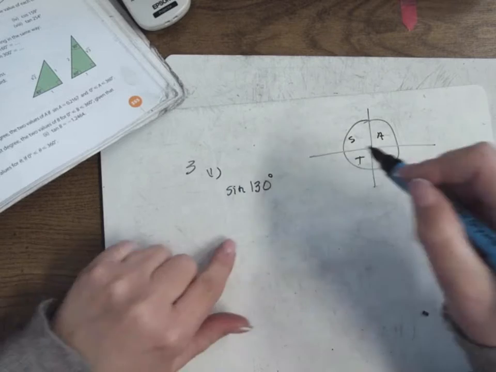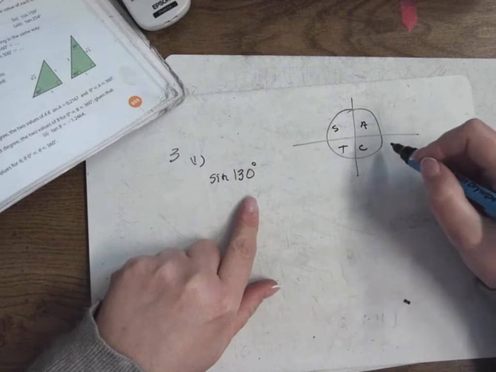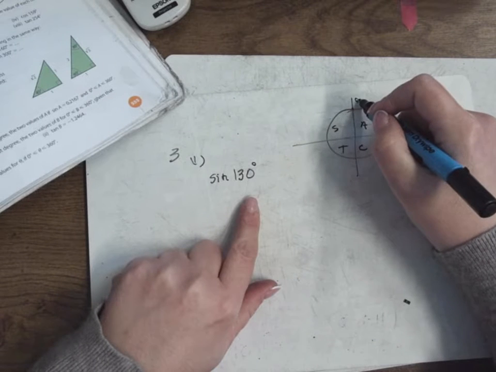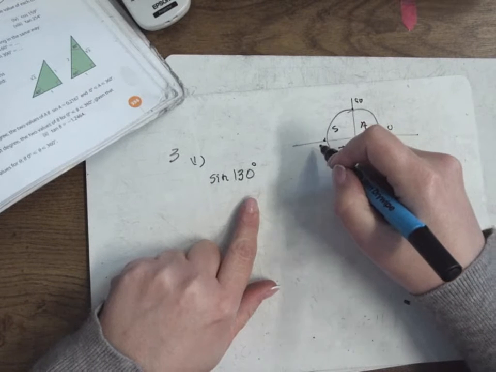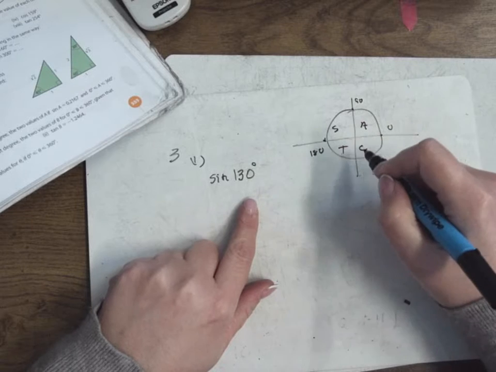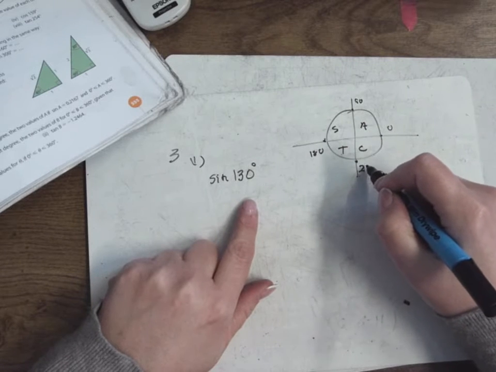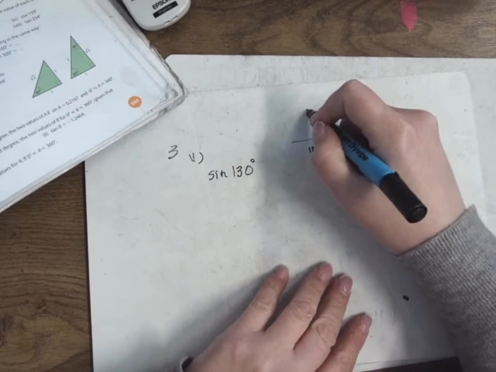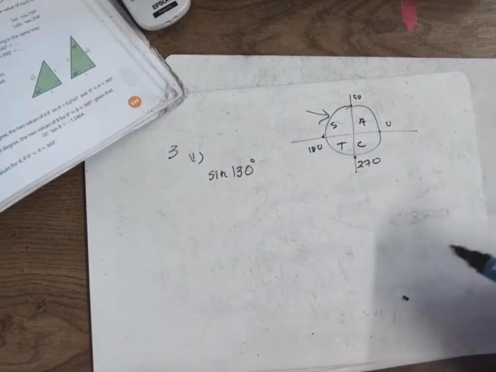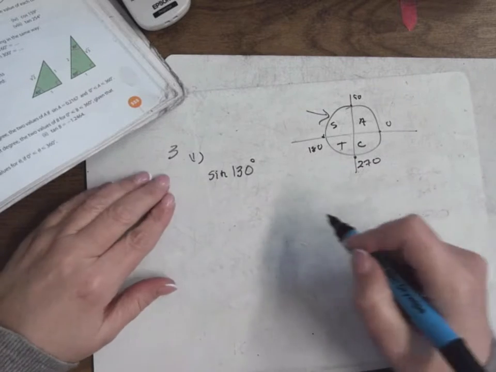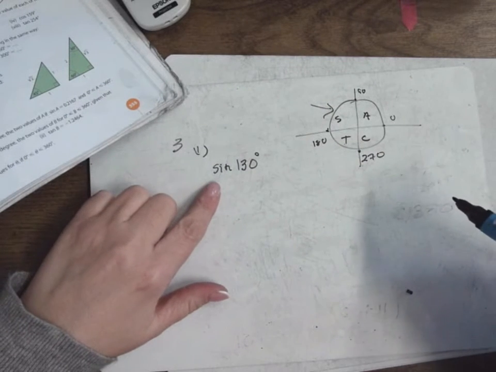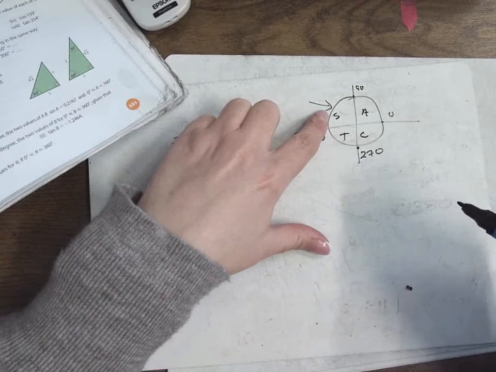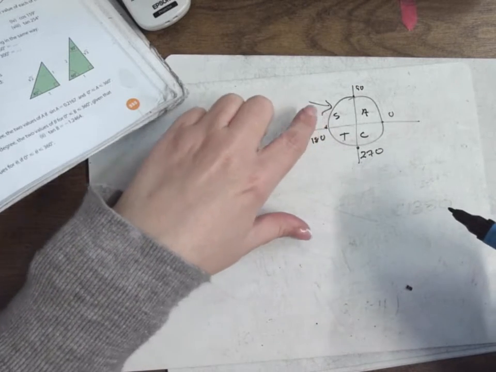So first off you need to know where 130 degrees is. This is 0, this is 90 degrees, this is 180 degrees, and this is 270. So 130 is between 90 and 180, agreed? Are we okay with that? So is sine going to be positive or negative in here?